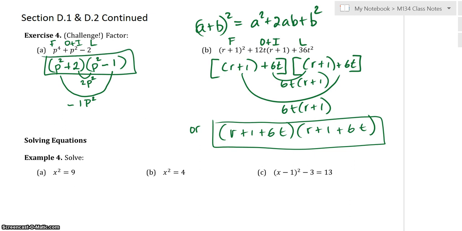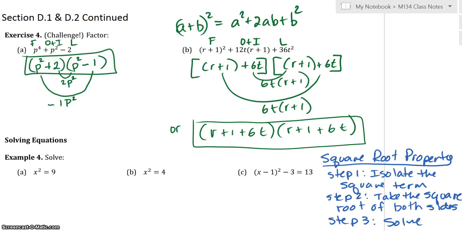So now let's work on solving. There's a couple of ways of solving quadratics, expressions or equations with squares. One way is called extraction of roots sometimes, or the square root property. So over here on the right, I wrote down the rules of the square root property, which by the way is on D2 page 375 in the book. They just don't call it the square root property.